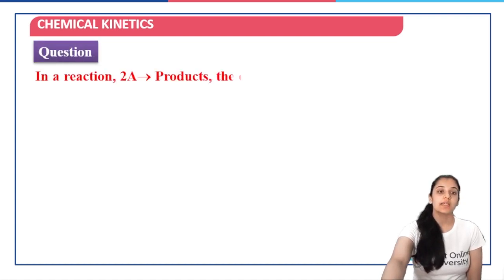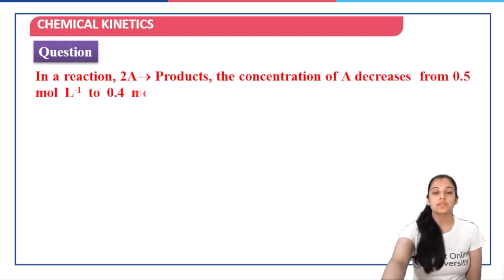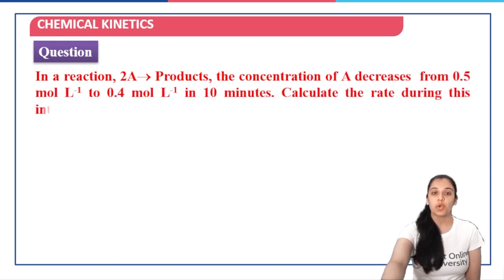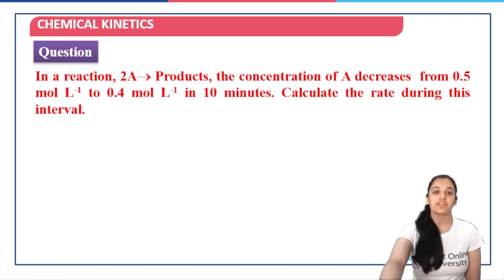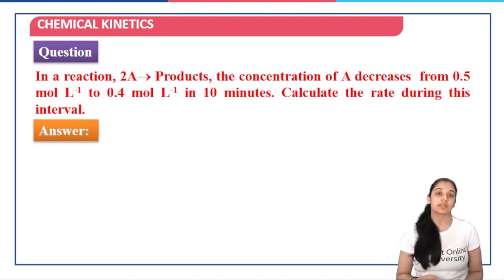Next question is: in a reaction, 2 moles of the reactant A get converted into products. Remember, here the stoichiometry is very, very important while determining the rate of the reaction. The concentration of A decreases from 0.5 moles per liter to 0.4 moles per liter in 10 minutes. You have to calculate the rate during this interval. So it's nothing but the average rate that is being asked here.